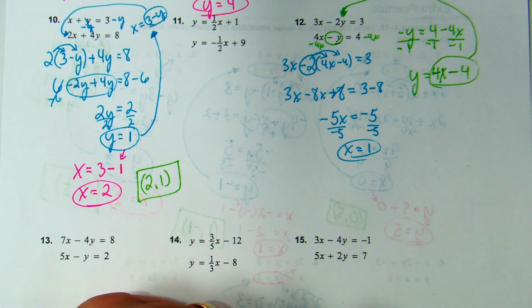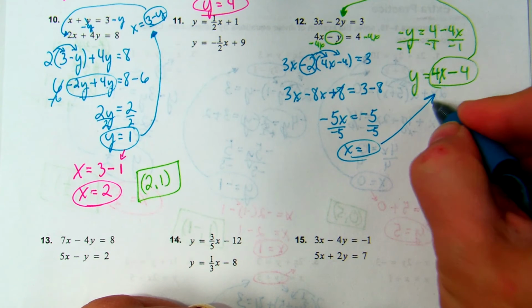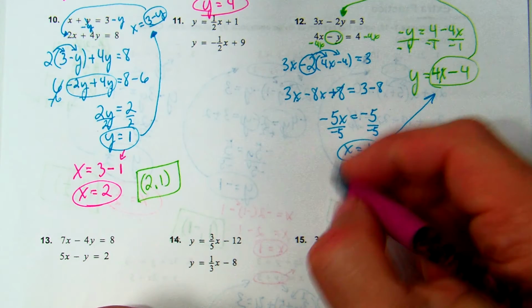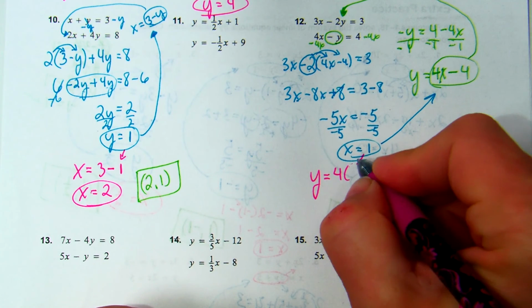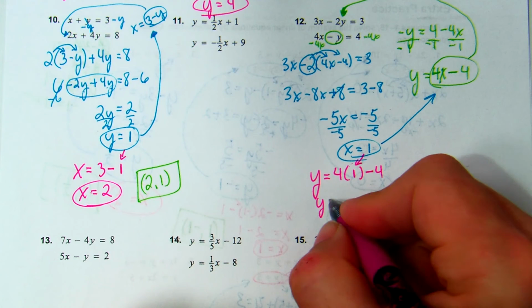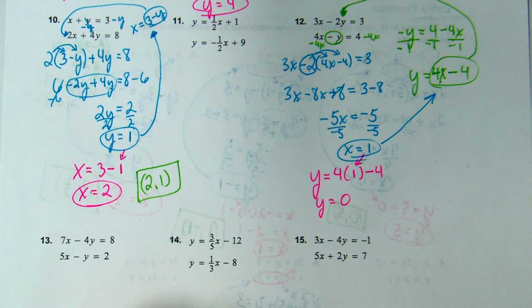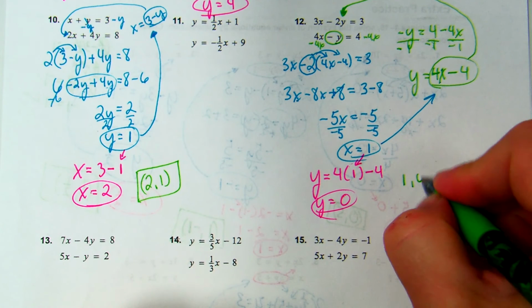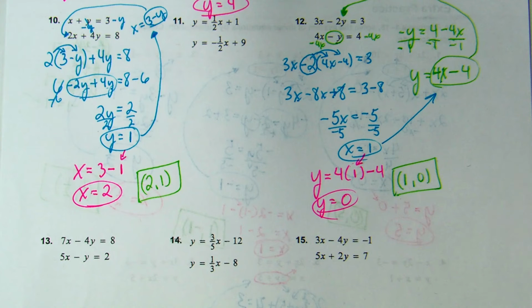And again, remember what we said earlier, that if we can get our isolated equation and plug into that equation, it'll immediately have y by itself. So let's do that. Y is going to equal 4 times 1 minus 4. And 4 times 1 is 4, and 4 minus 4 is simply 0. So we have both of our values here. X is going to be a 1, y is going to be 0, and that is the solution to this system of equations.